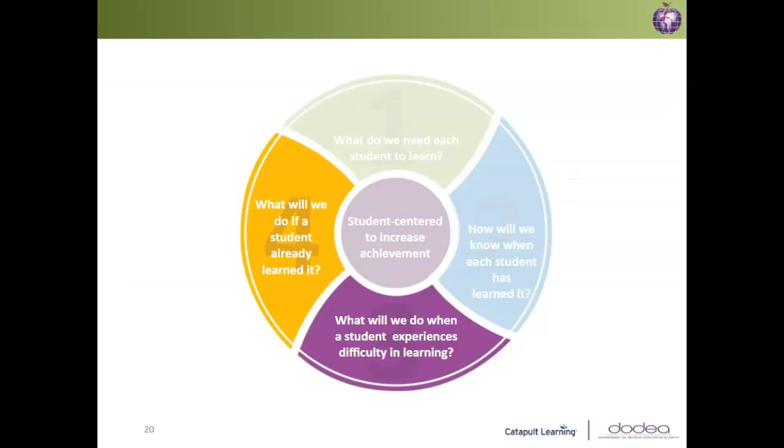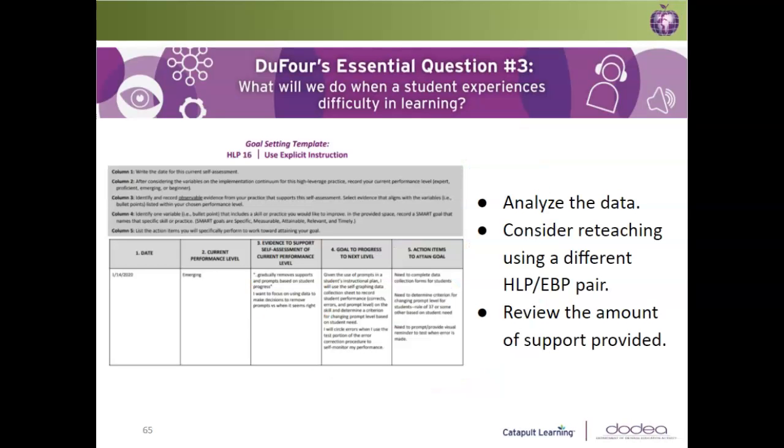During our coaching session, we will talk about what we will do when a student experiences difficulty, or the last of the DeFour questions, what will we do if a student has already learned it? Let's start with what we will do when a student experiences difficulty. I reviewed my goal-setting template for explicit instruction because I remember identifying my current performance level as emerging, and to move to proficient, I created a goal for data collection and fading prompts.